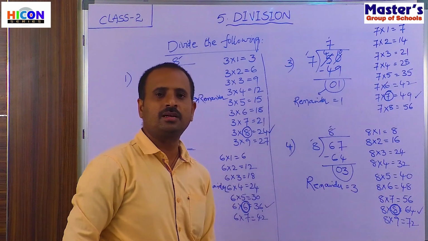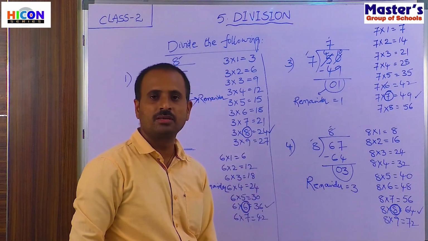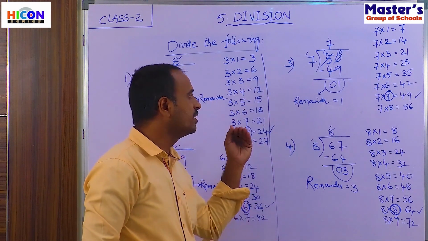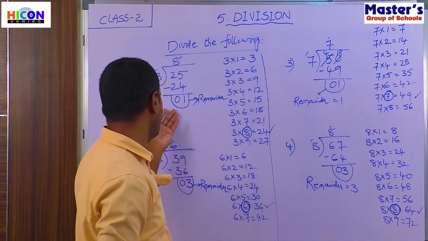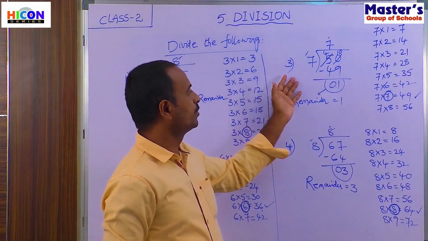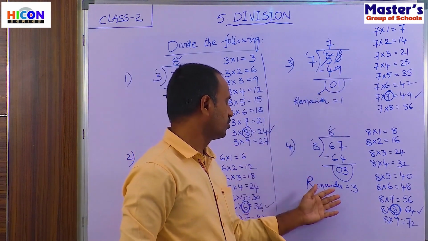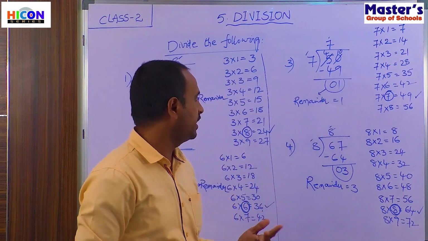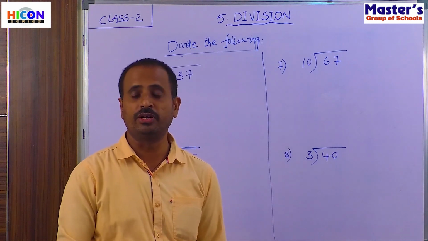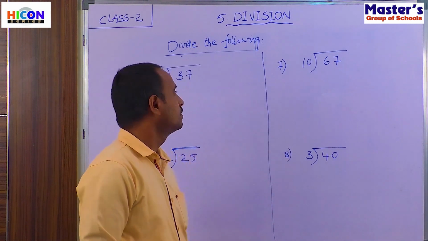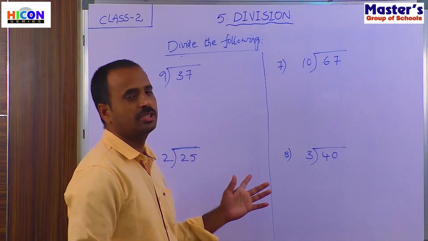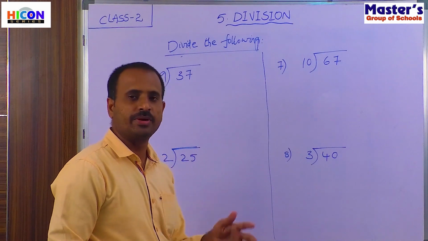So children, these are some example problems for the division of a 2-digit number by a 1-digit number, where we will get some remainder in each division. In the first division we got the remainder 1. In the second division we got the remainder 3. In the third problem we got the remainder 1. In the fourth problem we got the remainder 3. Let us practice some more problems on this type of division. So children, let us see some more divisions on the board. Look at the board, you are observing some more problems on division of a 2-digit number by a 1-digit number where you will get some remainder.